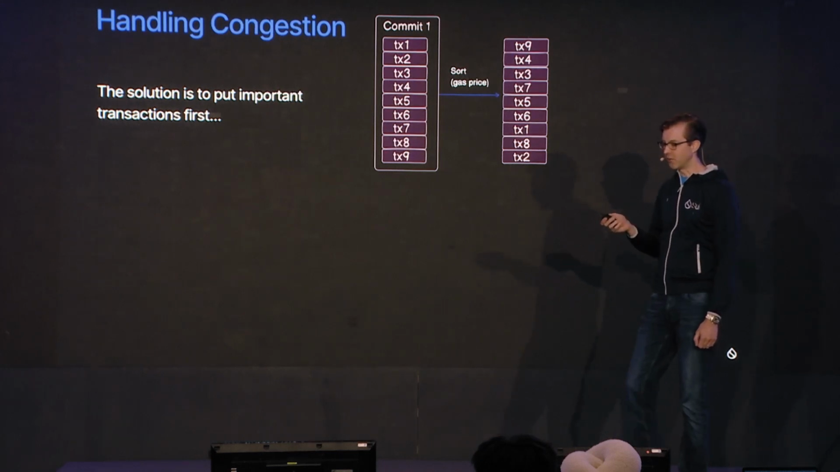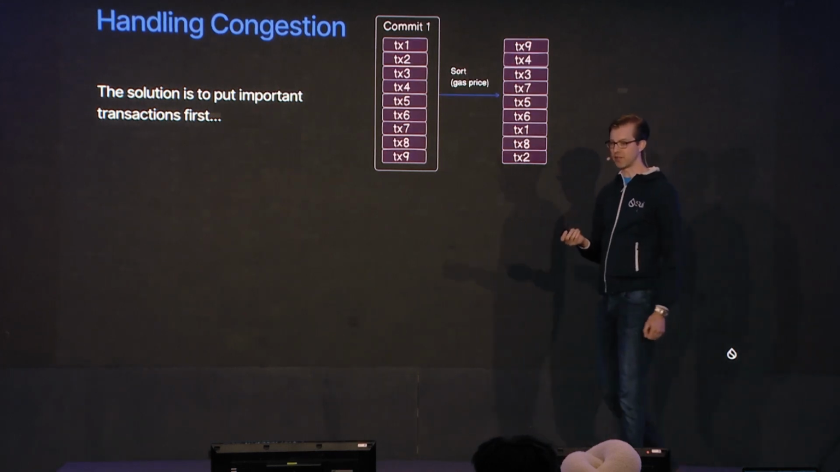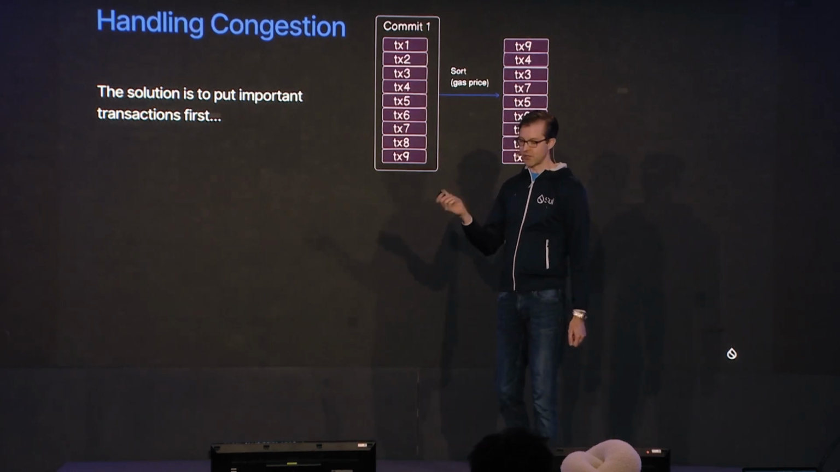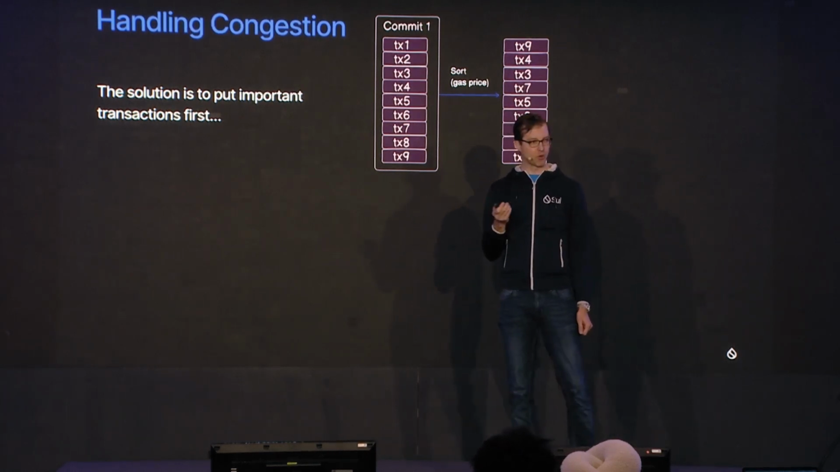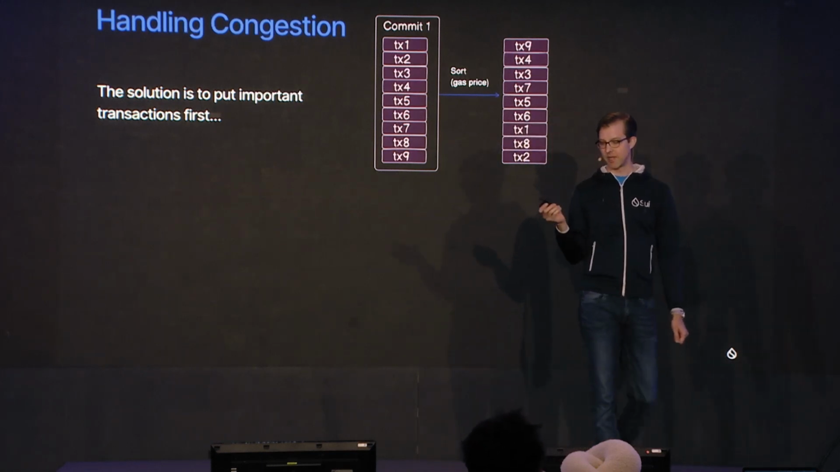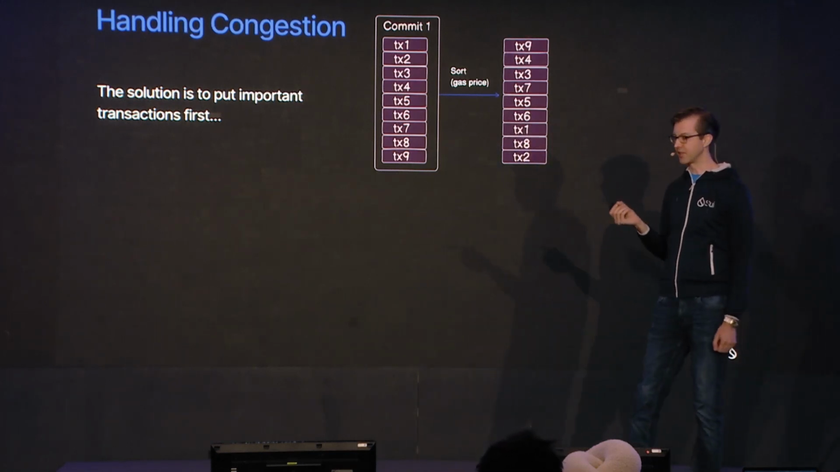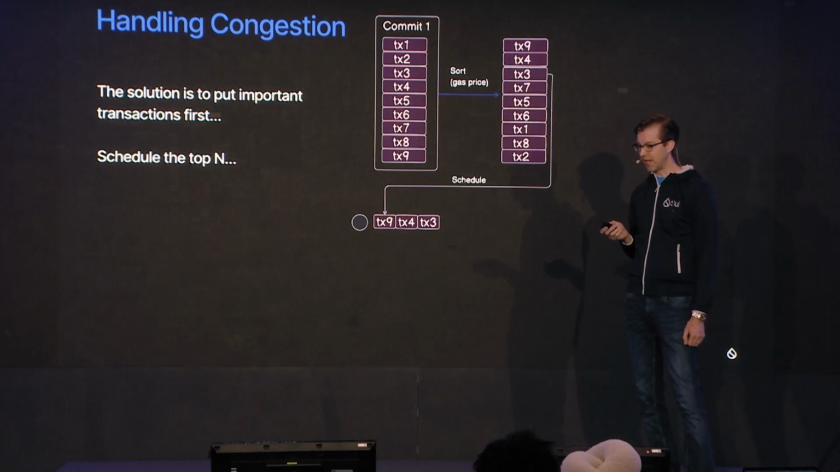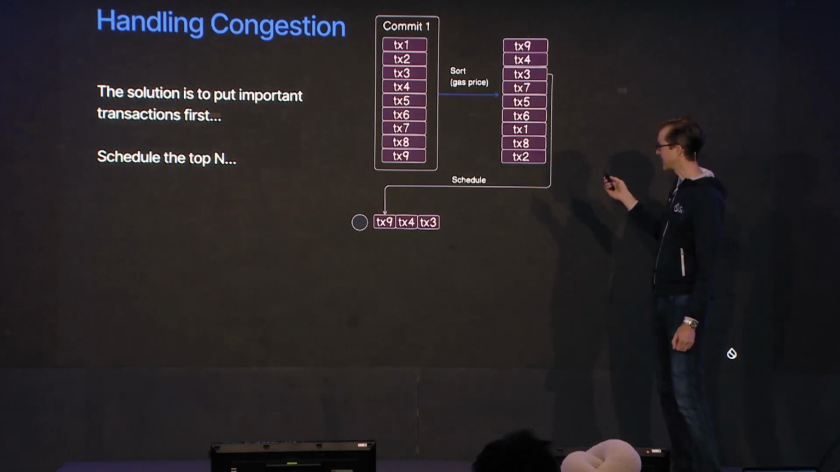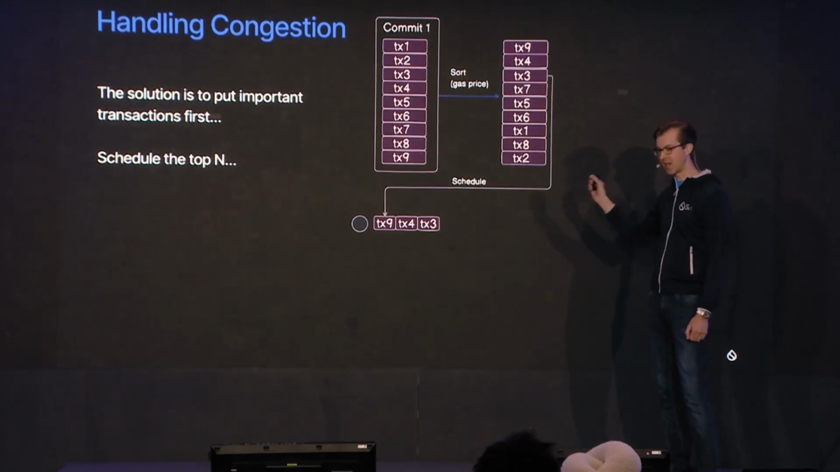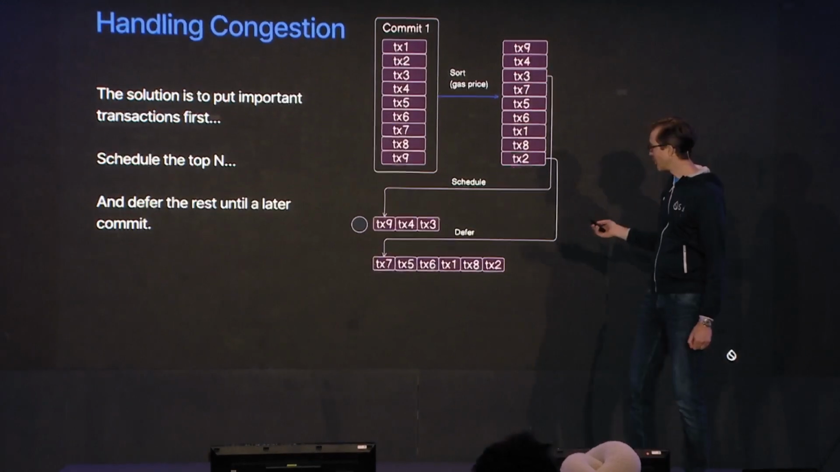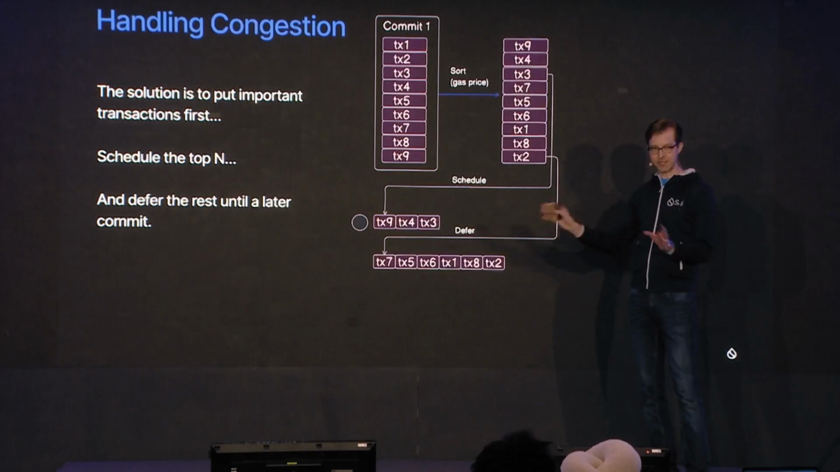So what do we do? We have more work to do than we can possibly do in the time we have to do it, so we have to make decisions. So our solution is we're going to figure out what the important transactions are. And right now, that just means transactions that have a higher gas price set on them. So we're going to put those first. And then we schedule as many as we can. We schedule the top N transactions. We say, this is how many we have time to execute right now. The rest of them are going to go into a queue. So we defer these, and we say, we'll get to these later.